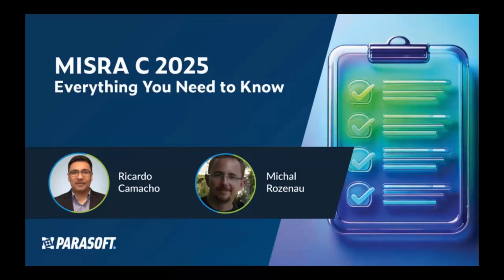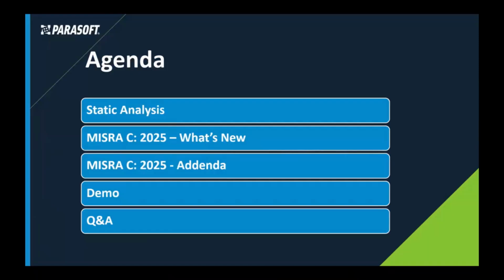All right, let's take a look at the agenda. So first, I'll set the stage with a quick overview of static analysis, the cost of defects when shifting left. Also how Parasoft static analysis integrates into your development workflow and how AI is being used in this space.